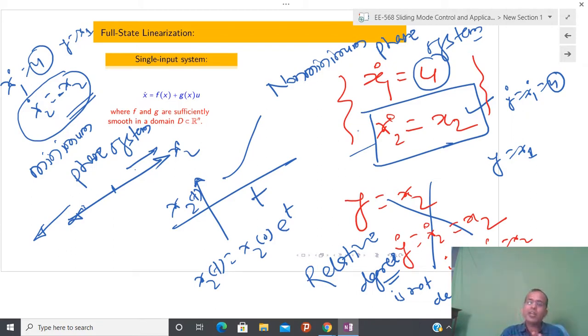After that, whatever remaining dynamics there are, if you have a well-defined relative degree, then you can design the control in that way. I am able to force the output and its higher derivatives equal to 0. Then whatever remaining dynamics, if that is stable, the system is minimum phase. If that is not stable, then the system is non-minimum phase. Controlling a non-minimum phase system is again a very difficult task.